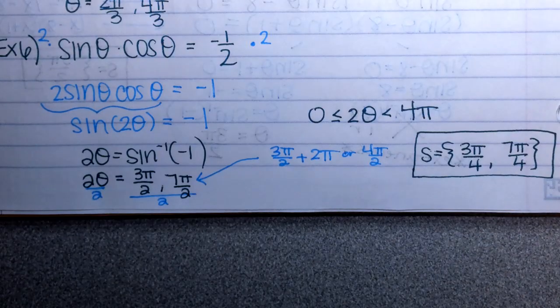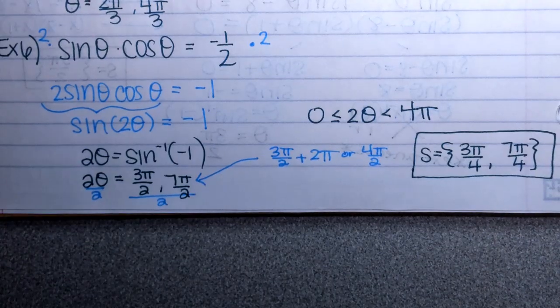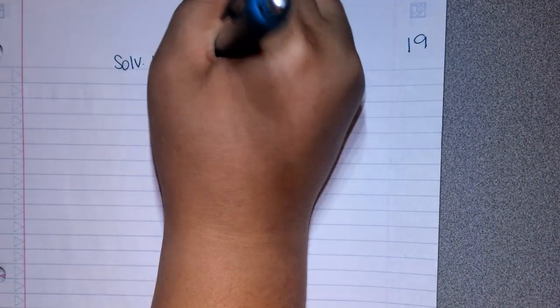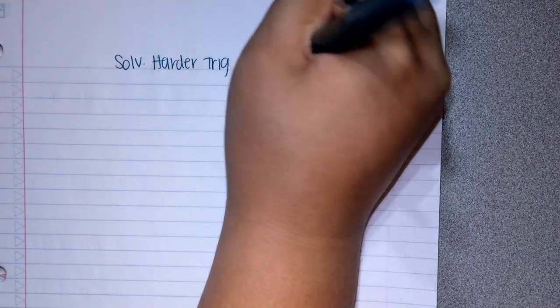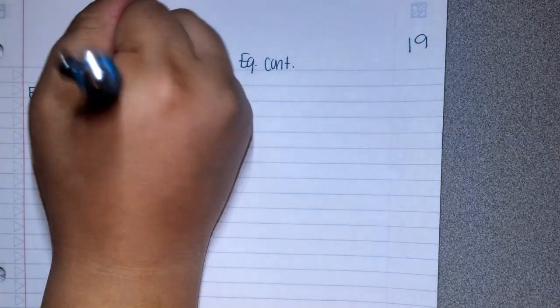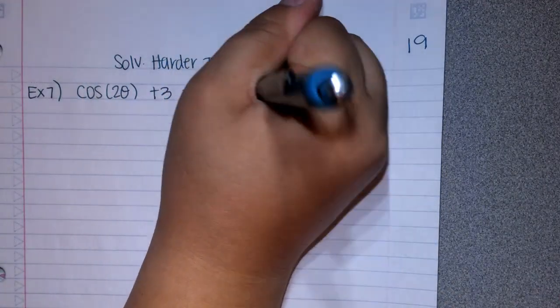Alright, I'm going to go on to the next page and I'm just going to name it page 19 again. If you are still on your page, you're good. We'll do example 7. Example 7 says the cosine of 2 theta plus 3 equals 5 cosine of theta.